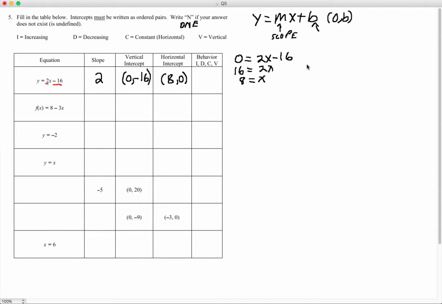Now, since our slope was positive here, in other words, 2 was greater than 0, which is a positive quantity, we know that the line increases as we move from the left to the right, so this has increasing behavior.